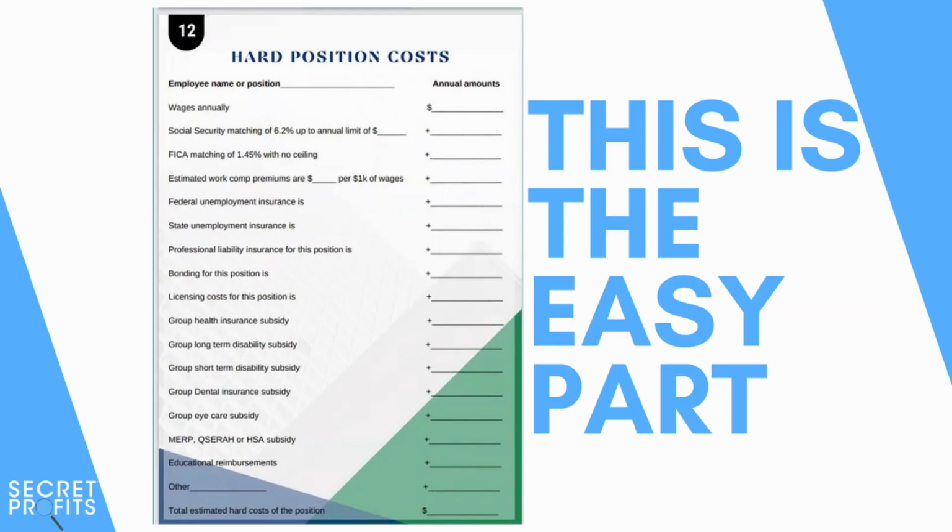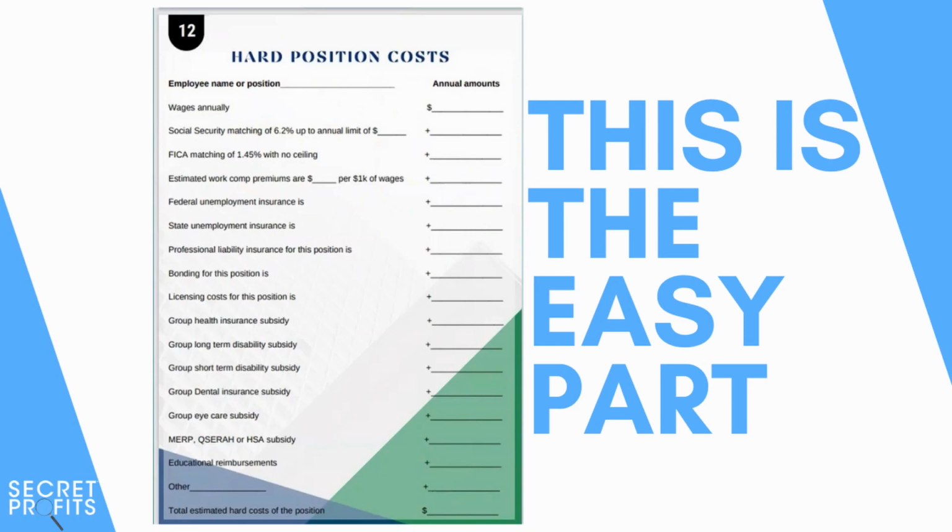Now, this is the easiest part you usually see, and that is your hard position costs. We know who the employee is. In some cases, you are going to have a particular job, and that job is done by multiple individuals, and they are all paid the same wage, but not always because it depends upon their tenure. We have the wages that you pay annually. We've got Social Security and FICA. Those are the ones everybody knows about.